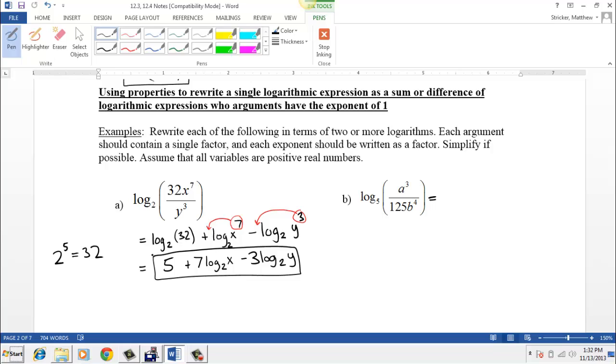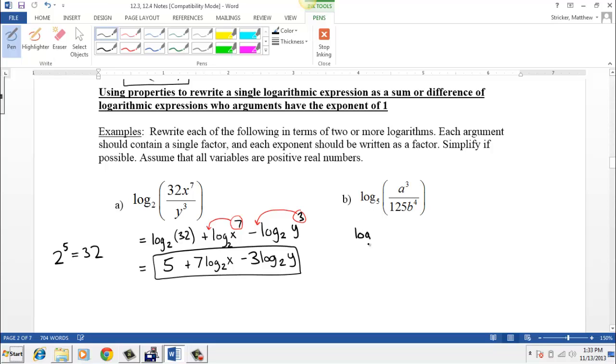So now might be a good time for you to pause the video and try the next one based on what we've been doing. Okay, so hopefully you tried this next problem. If I'm looking at it, I know that I can rewrite this. I can expand it into a bunch of logs.